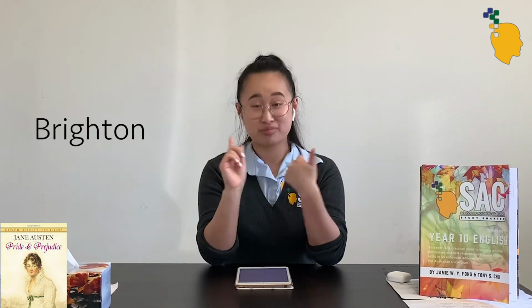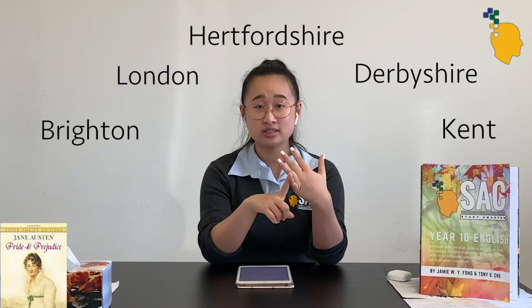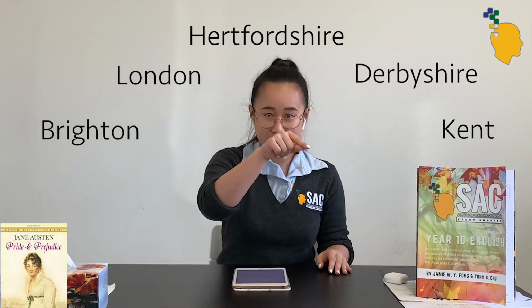Austen references about 5 real places that still exist. These places are Brighton, London, Hertfordshire, Derbyshire and Kent. A lot of the characters in the novel live in these areas, and we see them travel from location to location. So hopefully you can keep your eyes peeled for those locations when you read the book.